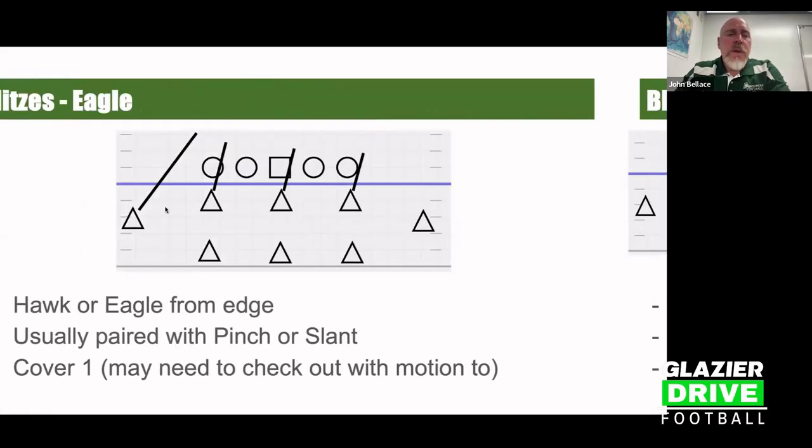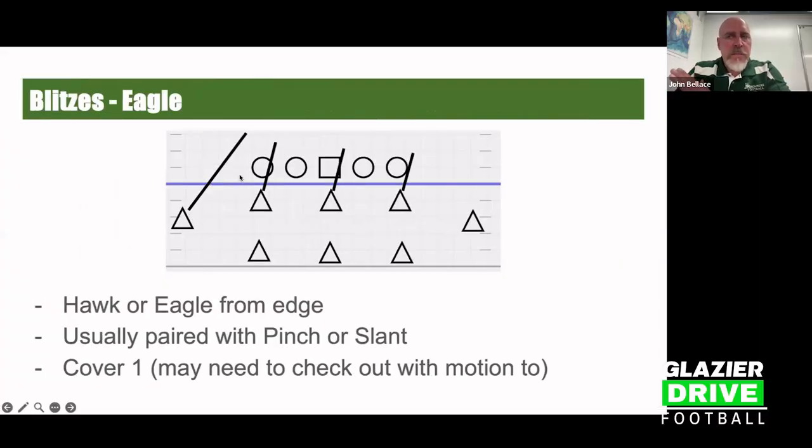All right, Eagle. It's called Eagle, but sometimes this could be for the Hawk as well. This is basically telling the guy on the outside that you're coming. We will usually pair this with pinch or slant. Why? Because if we don't, sometimes what happens is you get two guys in the same gap, right? This guy goes outside, this guy goes outside, and all of a sudden we are very solid out here and not so solid in here. So usually we would pair this up with pinch or slant to try to make sure they're not eating each other's gaps.